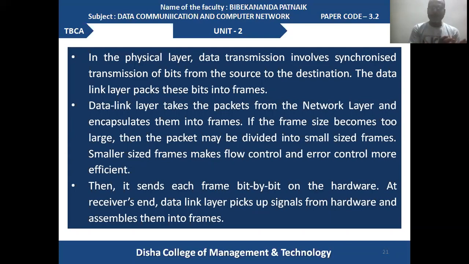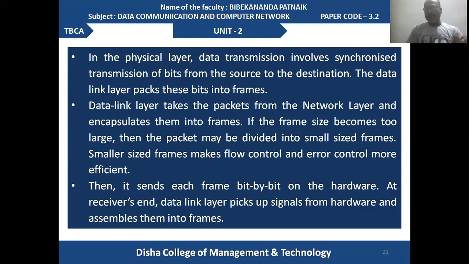As I said earlier, the network layer or any other layer transmits data frames over a network. Before that, it must control the flow and check for errors. Then it sends each frame bit by bit, that is a 0 and 1 combination, on the particular hardware.